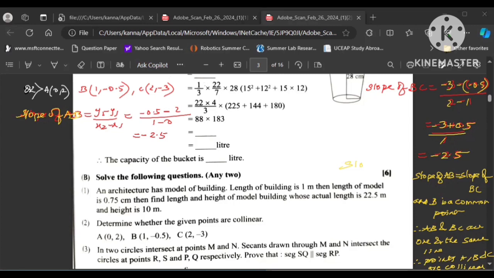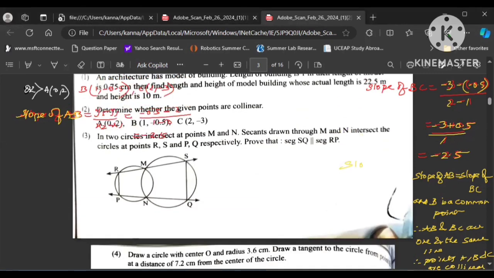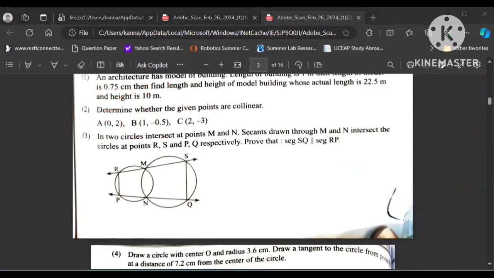Okay, children? Now, this is a very simple sum. We go to the next sum, children. A very simple proof. Okay, I'm going to do it in a very easy way. I'm sure everybody will be able to do it. Okay, children?